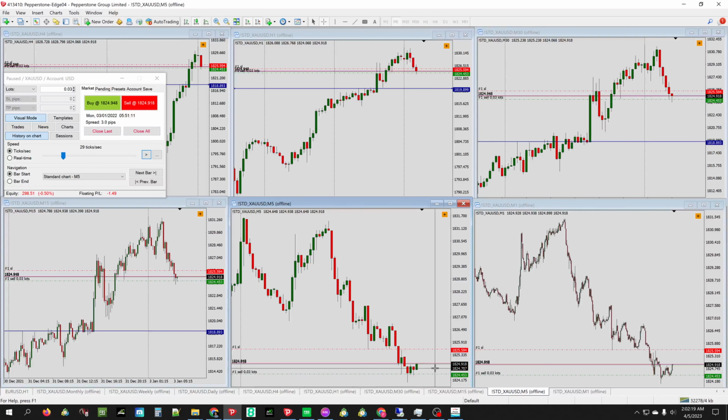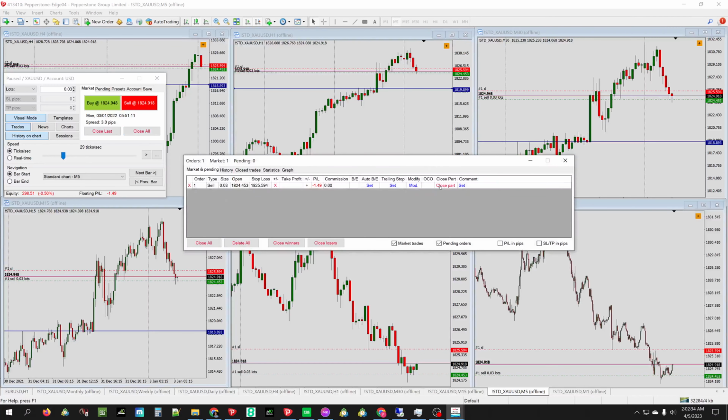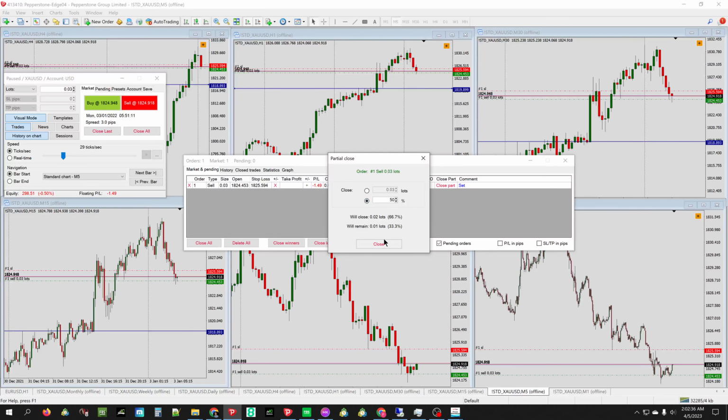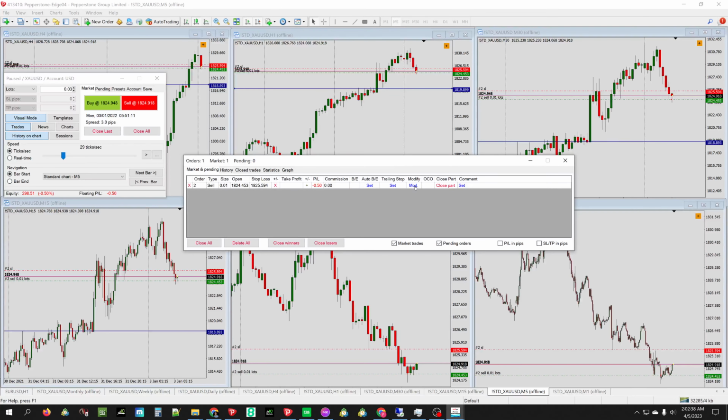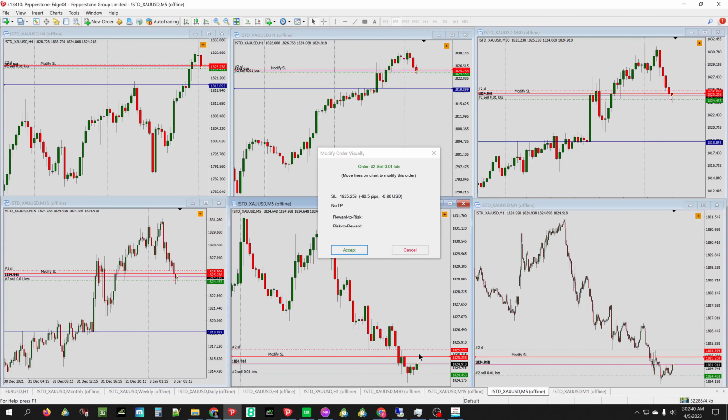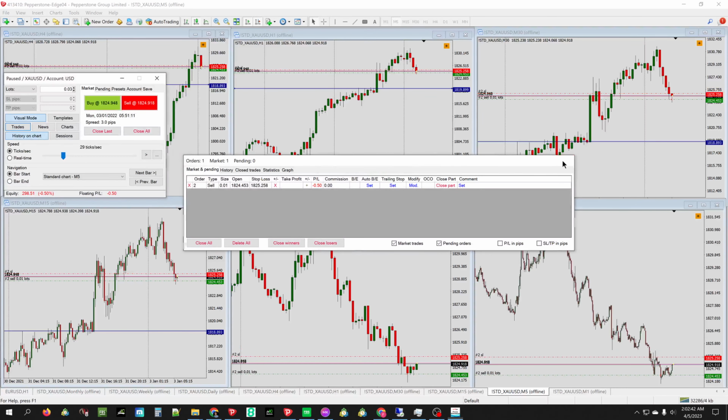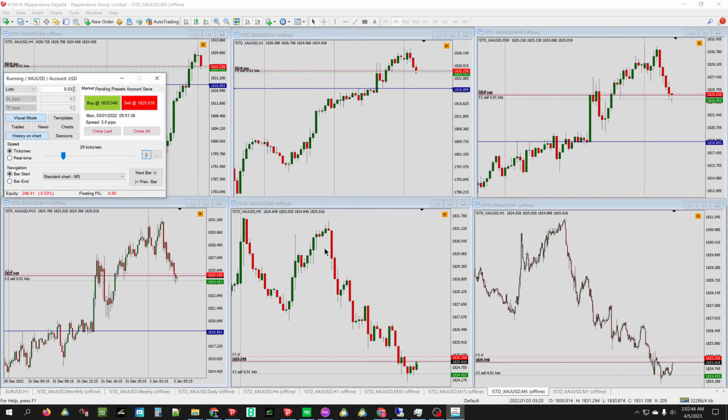So at this point, the M1 candles start to consolidate and show little to no interest in moving down. So I will manage my stop at this point. I will close 50%, modify my stop loss, and let it run. And yeah, we will wait.